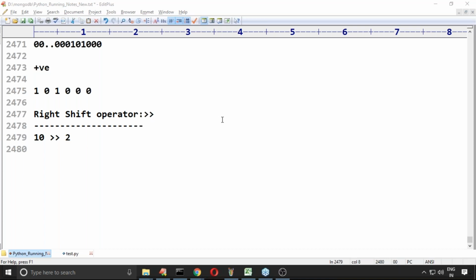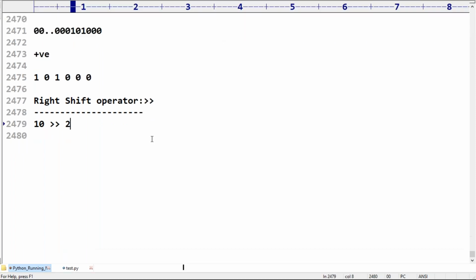Can you please move 2 bits to the right hand side? Okay, this is my requirement. How can we do that? What is the way? How can we do that? What is the way, sir? It's a very simple terminology.